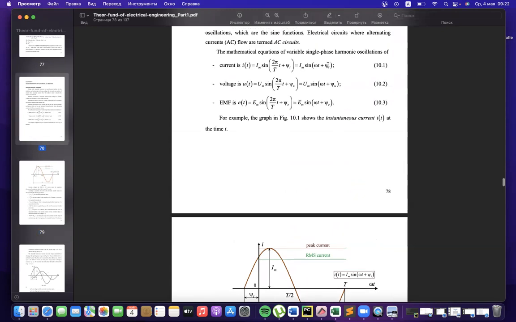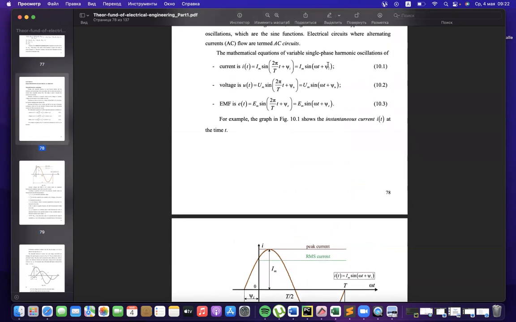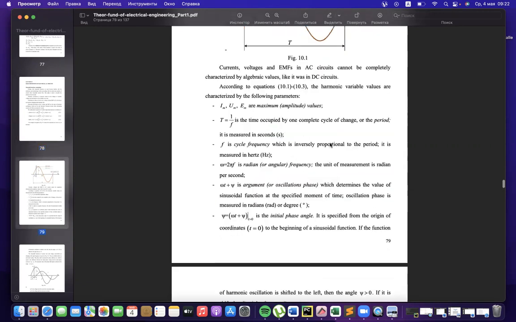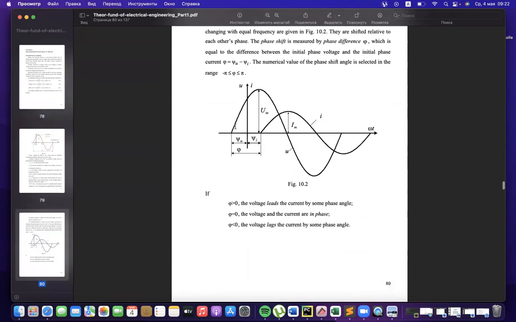And if we are solving circuits with lots of elements, on each element there will be different functions, and it makes our calculation much more complex than in direct case. And that is why, for example, here it is, for some element we have two different functions with different angles, different amplitudes, and we should deal somehow with it.